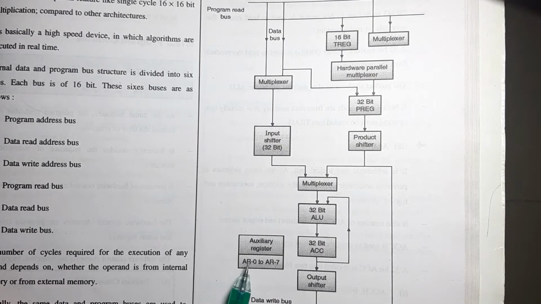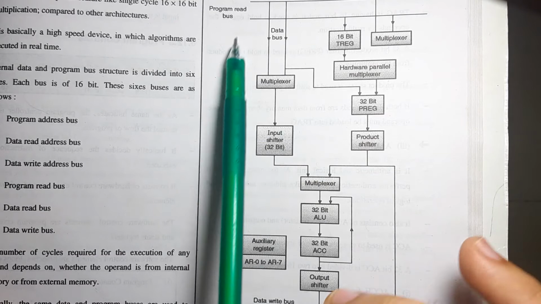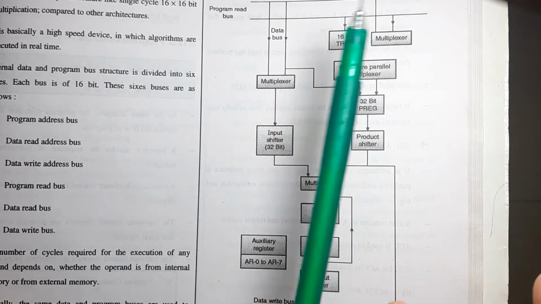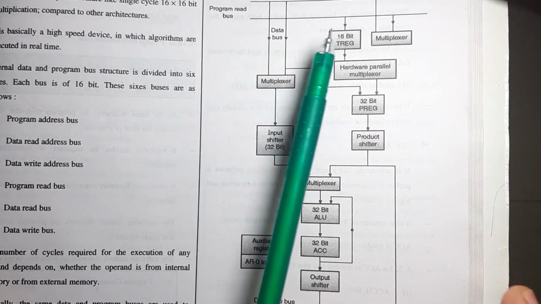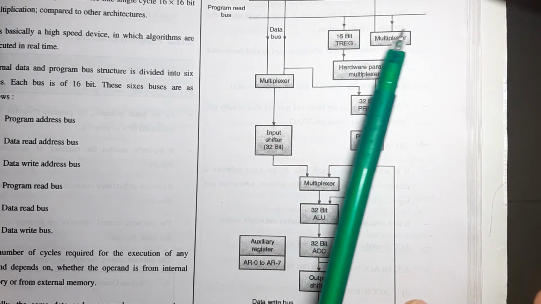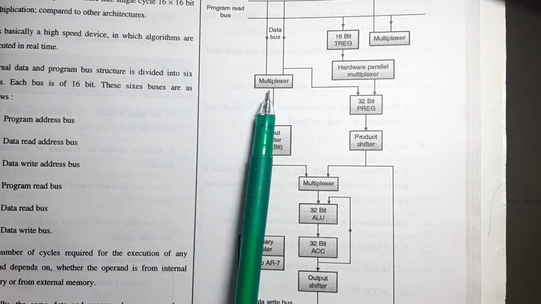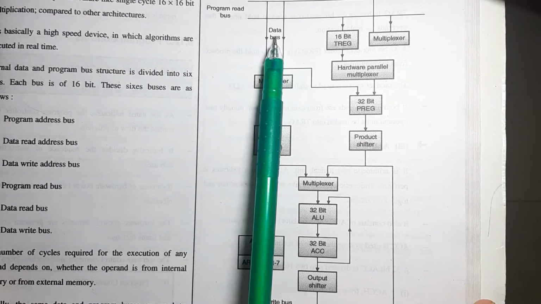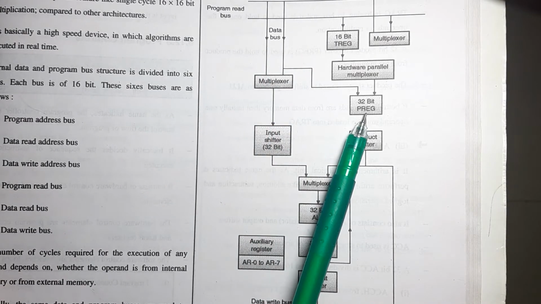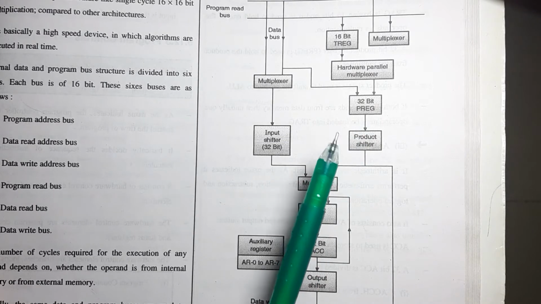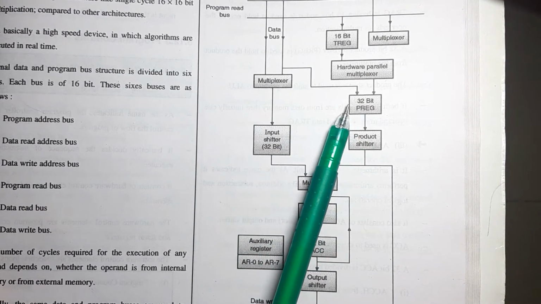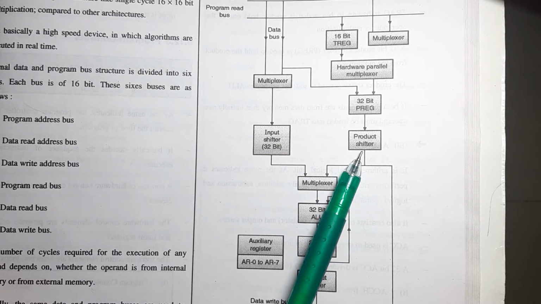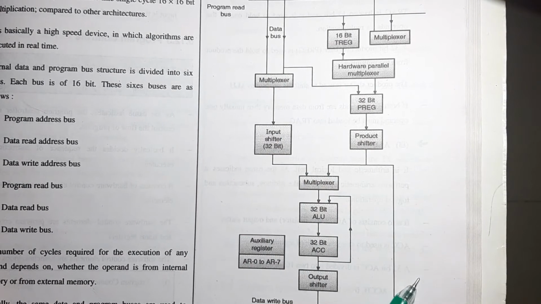Now if you can see, commonly we have a program read bus which is accessed by both the data bus and the program bus over here. The data bus is connected to the multiplexer, and the data bus is also connected to the 32-bit P register, wherein the input from the data bus is taken, processed and finally given to a product shifter. So we'll discuss the diagram one by one.